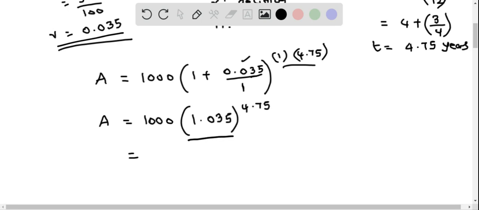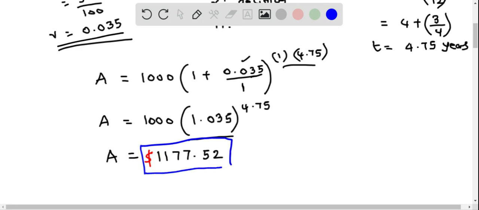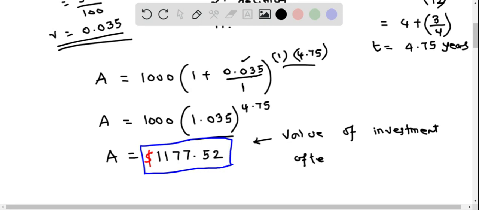And so when we do that, we approximately get 1,177.52, approximated to two decimal places. And this is the amount after 4 years and 9 months. And this is the value of the investment after 4 years 9 months.